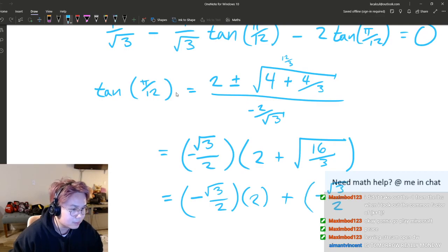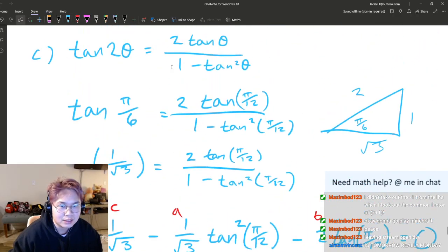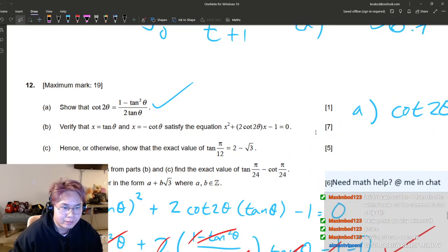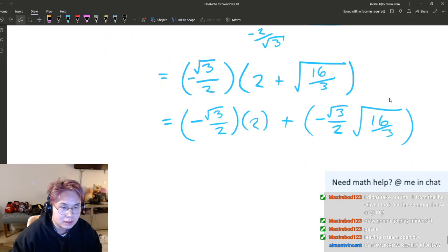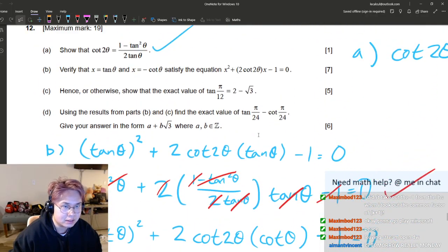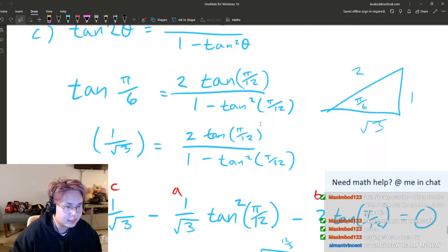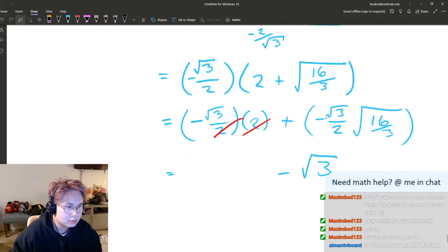I'm sure there was a more efficient way to do this than how I did it. How many marks was this question even worth? 5. Okay. So let's see. I think we're done. Things will just fall into place. So there's my minus root 3, which I think is part of the answer, right? And then the rest of this is going to be 2. So let's see how that works out.